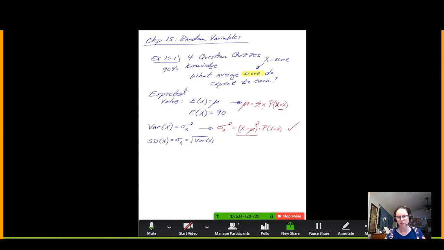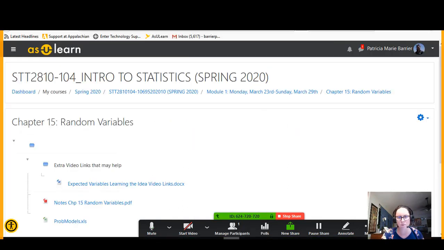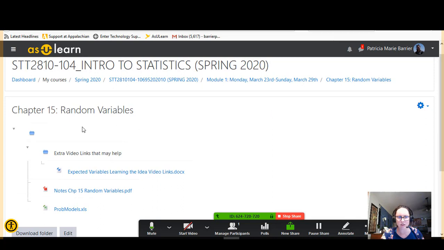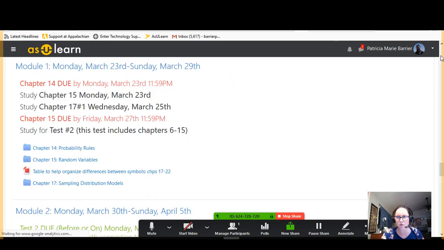And actually, before I get into the tree diagram too much, I do want to show you that there is another place in our As You Learn class that you may find helpful to you. So let me go over here for just a moment to your class in As You Learn. Now, right now, I'm already in the folder. Let me back up a step so that you can see. I'm already in the folder for Chapter 15.